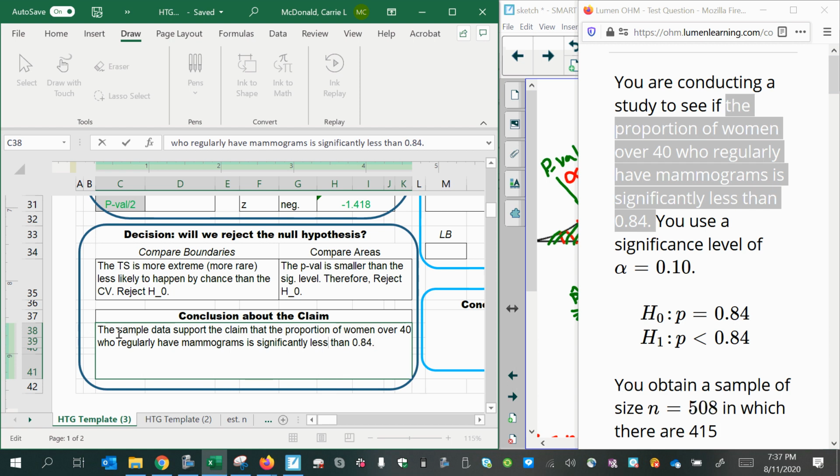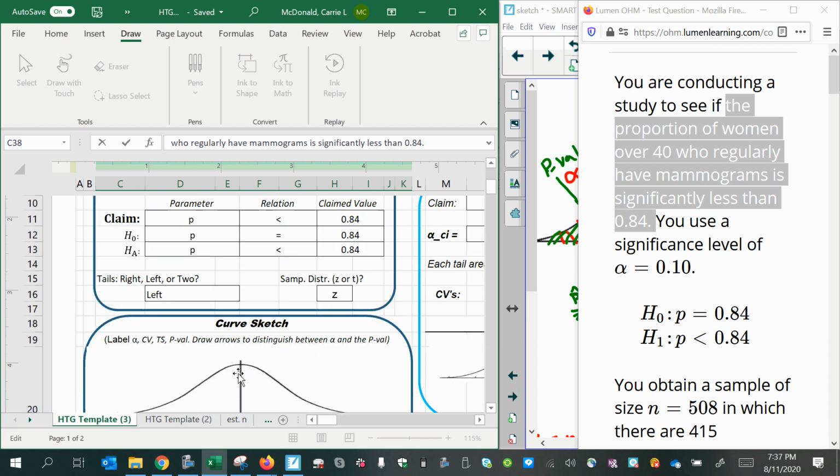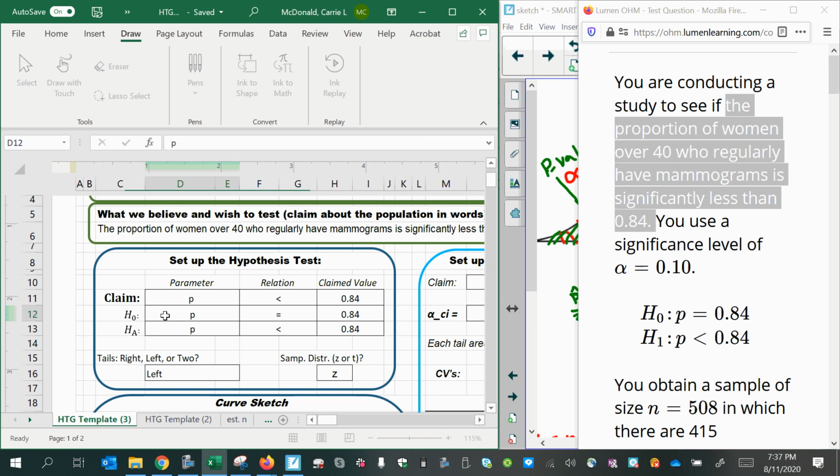And the reason I can say that the sample data support the claim is not just because I rejected the null hypothesis. That's one of the wordings you can have when you reject a null hypothesis. The reason we use that wording in this case is because our claim was actually contained in the alternative hypothesis. So when we rejected this null hypothesis, we were able to support the alternative. And again, the alternative contains my claim, but that's not always the case. So I advise you to maybe put a little note about where the claim falls.